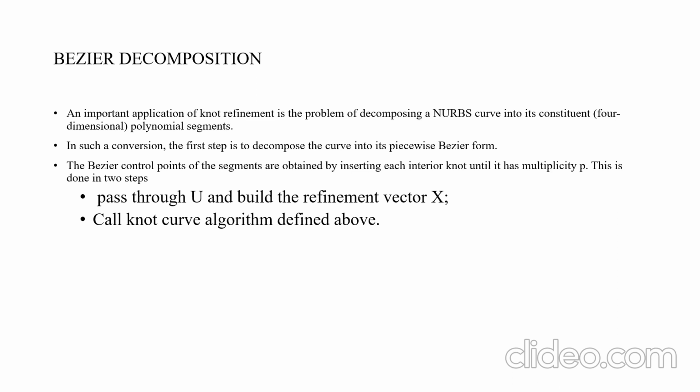The Bezier control points of the segments are obtained by inserting each interior knot until it has multiplicity p. This is done in two ways. Pass through U and build the refinement vector X, and then we have to use the knot refinement algorithm, which is defined before.